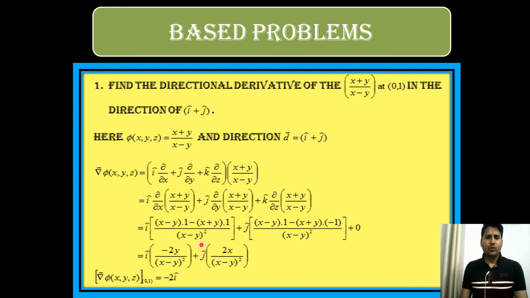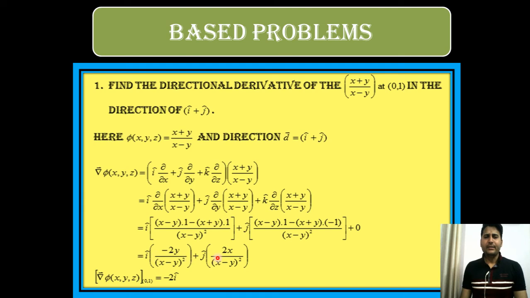So (x minus y) whole square, x minus y as it is, times the derivative of x plus y with respect to x, which is 1, minus x plus y as it is, times the derivative of x minus y with respect to x, which is 1, plus j times, once again the same rule I am applying, plus k times the derivative of this function with respect to z. Since it is independent of z, xy will be constant. We are going to find the derivative of this expression with respect to z, and it has only x and y, so they are taken as constant, and the derivative of a constant will be 0.